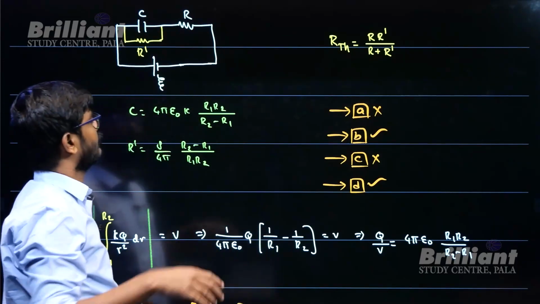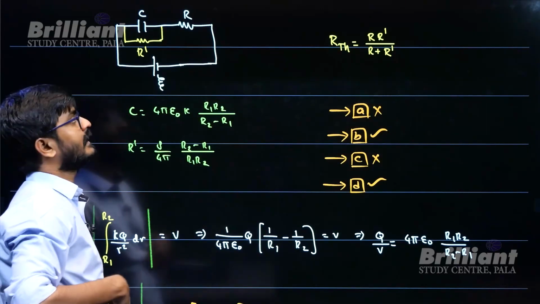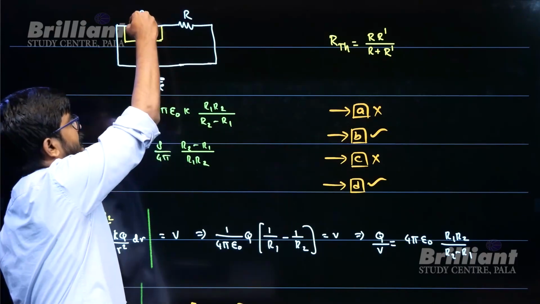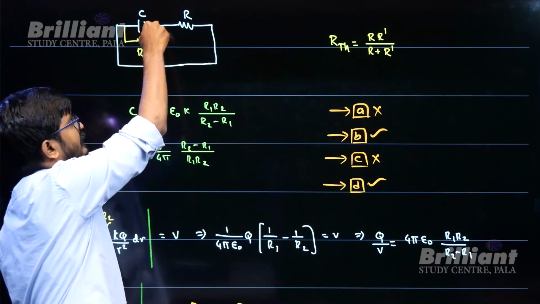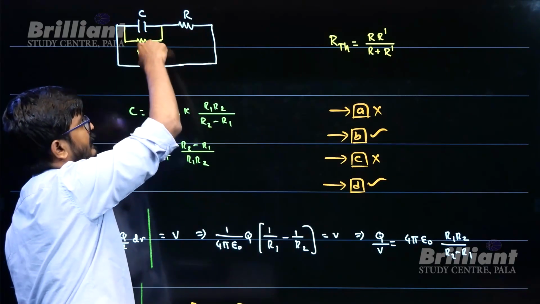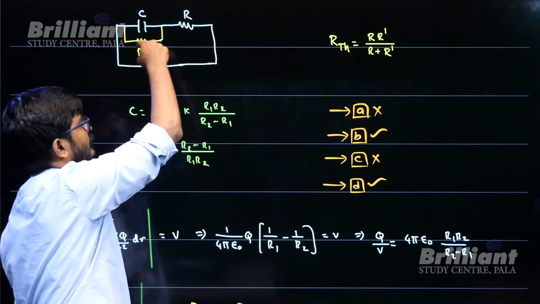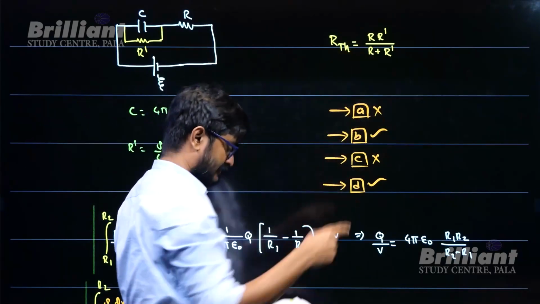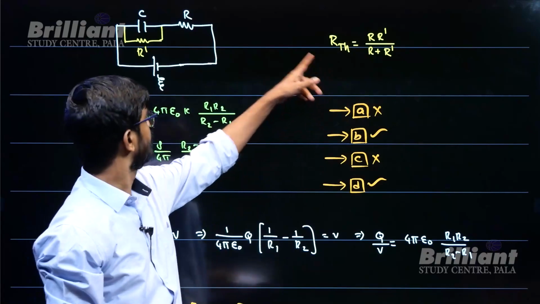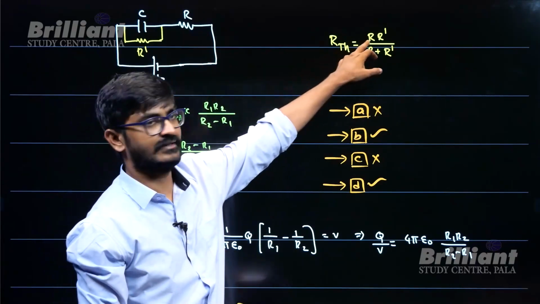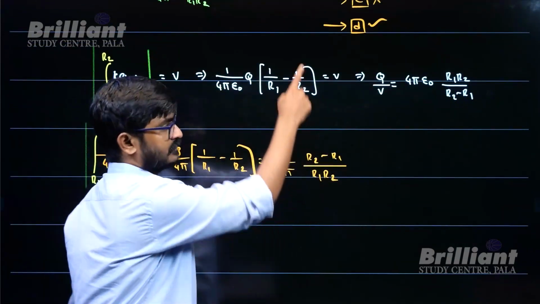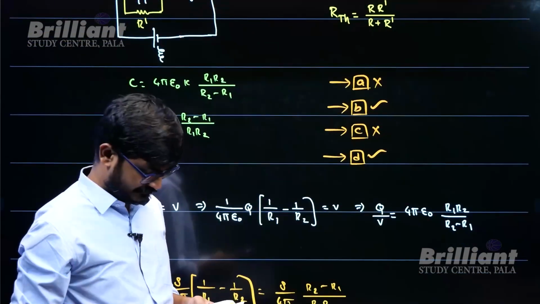Time constant. Now if you want to find the time constant, then you need to find Thevenin's resistance. So short circuit this, open this and observe from across this. So when you visualize an imaginary battery, this resistance and this resistance will be in parallel. So Thevenin's resistance will be R into R dash by R plus R dash, which will be matching with option B. If you want, you can substitute. This R value is given as R in the question. This R dash value we have found here. So substitute it and you will be getting the answer.